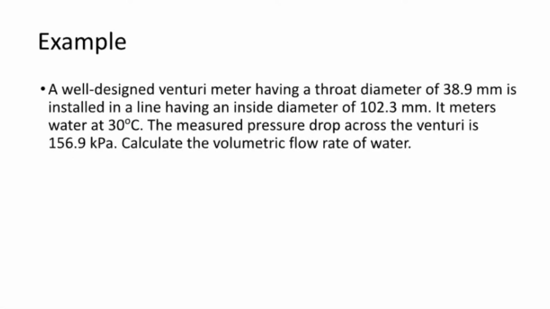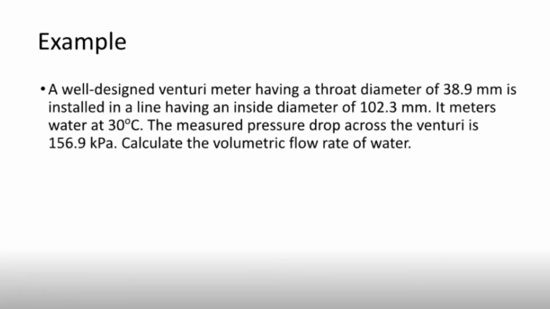A well-designed Venturi meter having a throat diameter of 38.9 millimeters is installed in a line having an inside diameter of 102.3 millimeters. It meters water at 30 degrees Celsius. The measured pressure drop across the Venturi is 156.9 kilopascals. Calculate the volumetric flow rate of water.